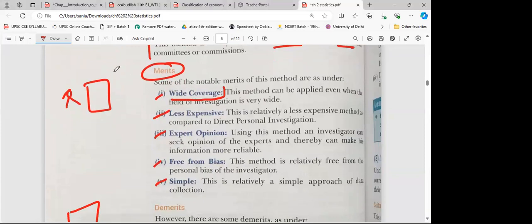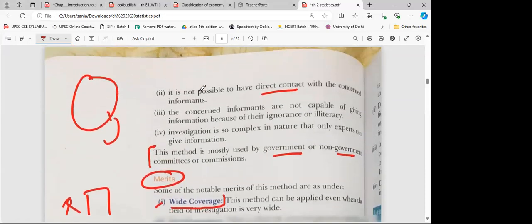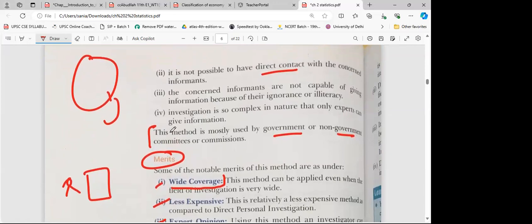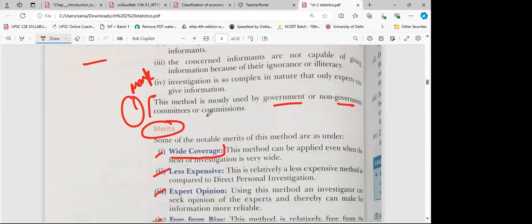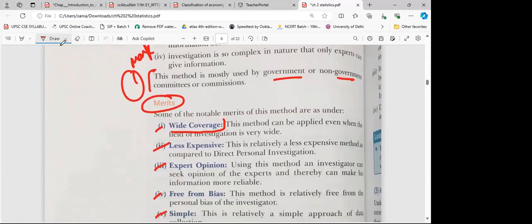Okay, ma'am. Can you scroll a bit? I was saying that, should I write this also? This method is mostly used by... Yes, this is for one marker. Okay, so sometimes what happens, every method is suitable for some person or other, right? So sometimes in one marker they frame the question like this: dash is used by the government or non-government committees, right? So which method? Indirect oral investigation is one of the methods which is mostly used by the government or non-government committees. Okay, ma'am.